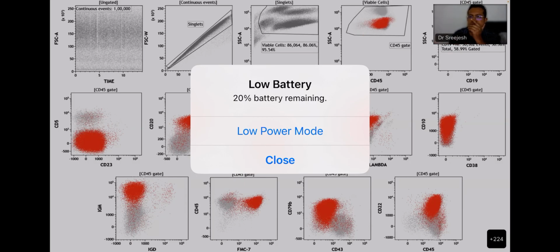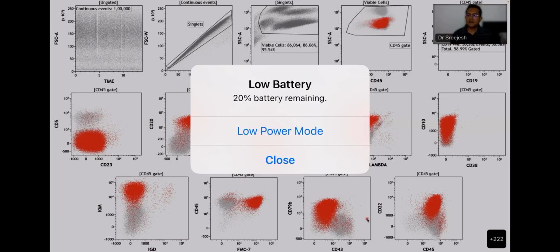Sir, it is CD45 positive, CD19 positive, CD5 and CD23 negative, CD79B positive, CD20 positive, CD200 negative, CD34 negative. Okay. Sir, CD10 is positive, sorry sir. And it is kappa positive, lambda negative. Fine. And sir, IgM positive, IgG negative. Okay.